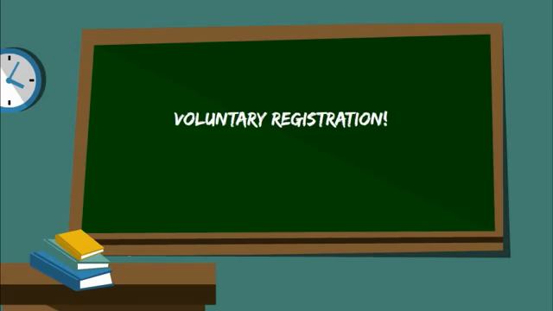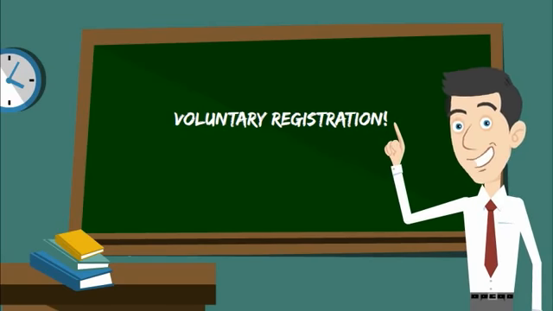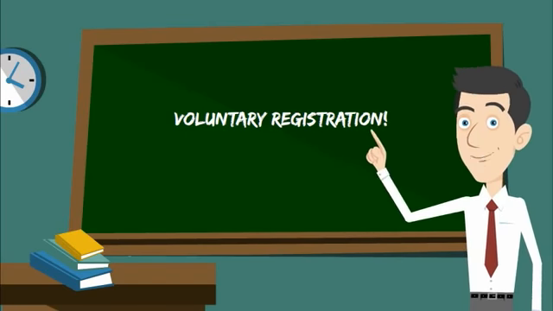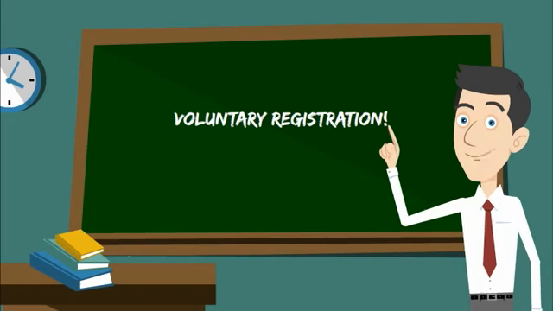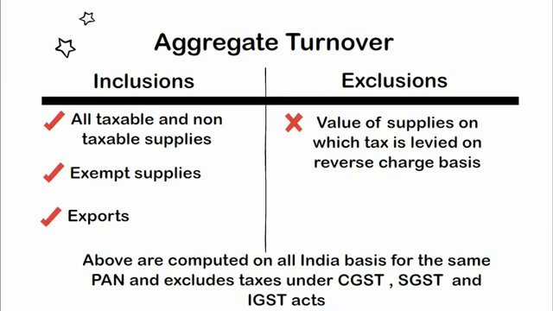A supplier can also register voluntarily even when he is operating well within the threshold. This enables him to claim and pass on the input tax credit seamlessly. So what exactly constitutes aggregate turnover? It refers to total value of supplies made in the course or furtherance of your business. Refer to the table to find out what kind of supplies to include and exclude while calculating the aggregate turnover.